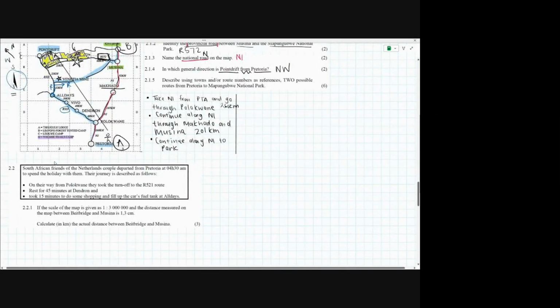Okay, 2.2.1 is a scale question. It says, South African friends of the Netherlands couple departed from Pretoria at 4:30 a.m. to spend the holiday with them. Their journey is described as follows. On their way from Polokwane, they took the turnoff to the R521 route. They rested for 45 minutes at Dendron and took 15 minutes to do some shopping and fill up the car's fuel tank at All Days.